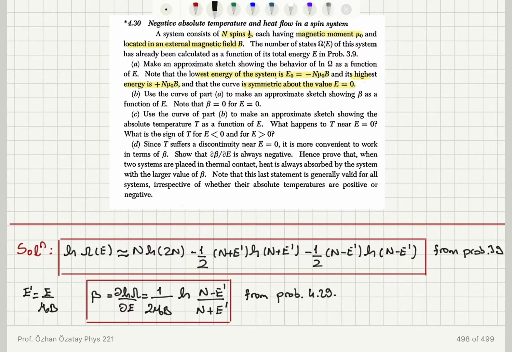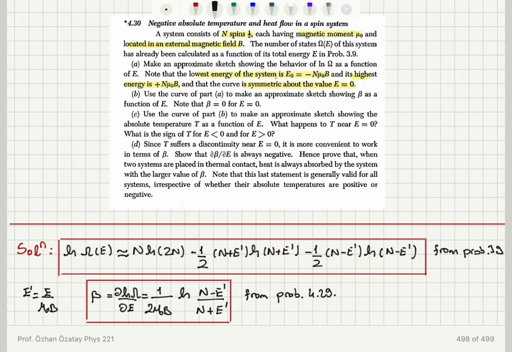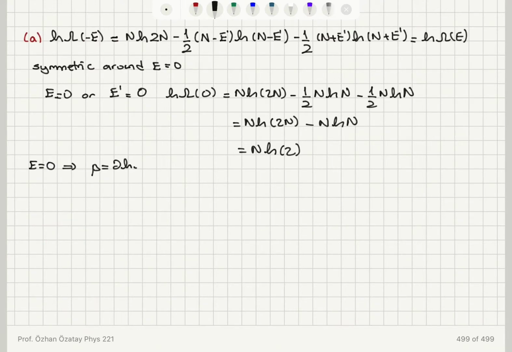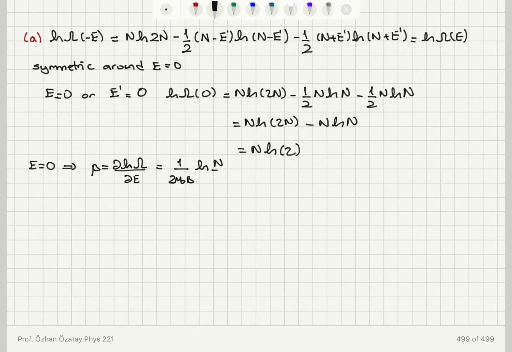And also I noticed that when the energy is 0, E equal to 0 corresponds to beta equal to the derivative of the natural logarithm of omega with respect to energy. That is equal to 1 over 2 μ0B natural logarithm of capital N divided by capital N, which is natural logarithm of 1, which is 0. So E equals 0 is an extremum point. It is the maximum point actually.